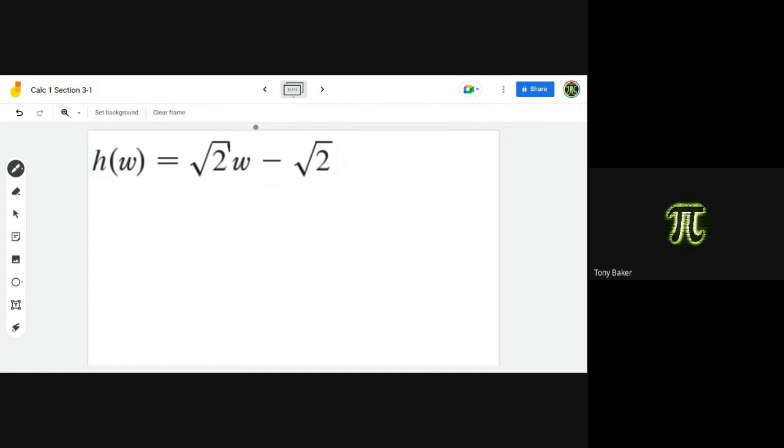So what's the derivative of the square root of 2w? Just the square root of 2, because the w becomes 1. And then the minus square root of 2 is 0. So the answer is just the square root of 2. Square root of 2's, things like that, those are constants. They don't change your rules.